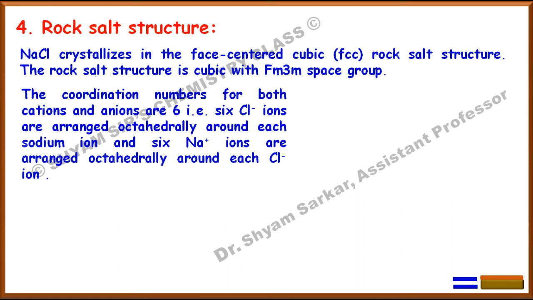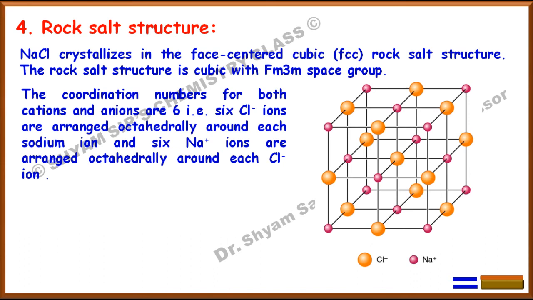So if you see the structure of NaCl, here you can see each cation, that means each Na+ is surrounded by 6 Cl-, and on the reverse each Cl- is surrounded by 6 Na+ ions. So this is the simple structure of NaCl.